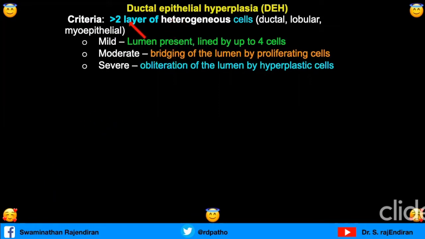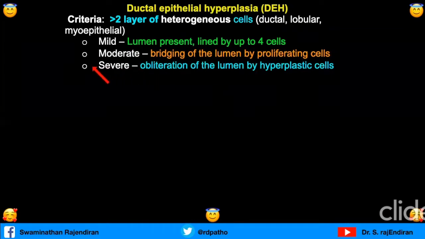Coming to ductal epithelial hyperplasia, the criteria: more than 2 layers of heterogeneous cells. This heterogeneous, 2 things you have to stress here. More than 2 heterogeneous cells. There will be ductal, lobular, myoepithelial cells. It is a mixture of cells, heterogeneous cells. And when do you call it mild? Strict criteria are there. Lumen is present and it is lined by up to 4 cells. Moderate, when there is bridging of the lumen by the proliferating cells, that means more than 4 layers of cells causing the bridging of the lumen.